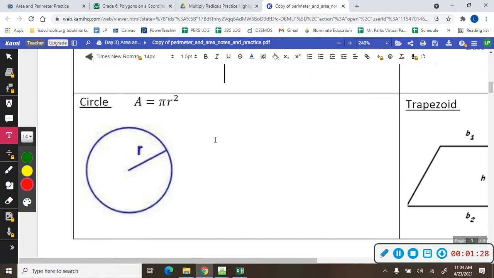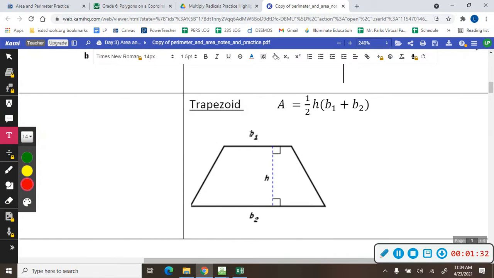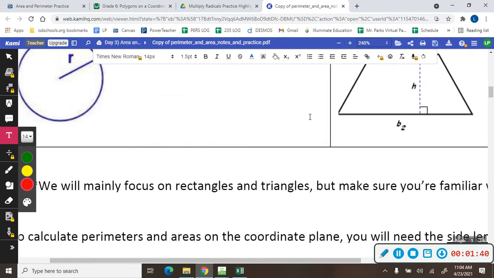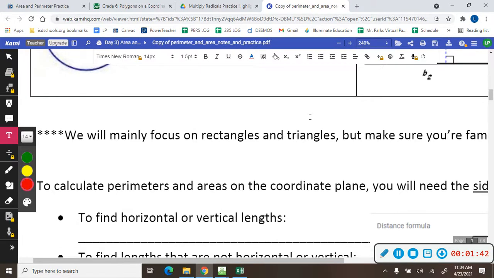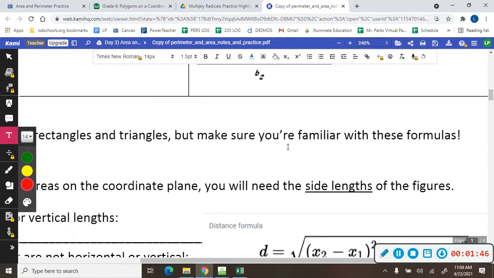Area of a circle is pi radius squared. Trapezoid, you have 2 bases, base 1 and base 2. You add those together, multiply by the height, and then divide by 2. So we're mainly going to be focusing in on rectangles and triangles, but make sure you're familiar with all of these formulas.